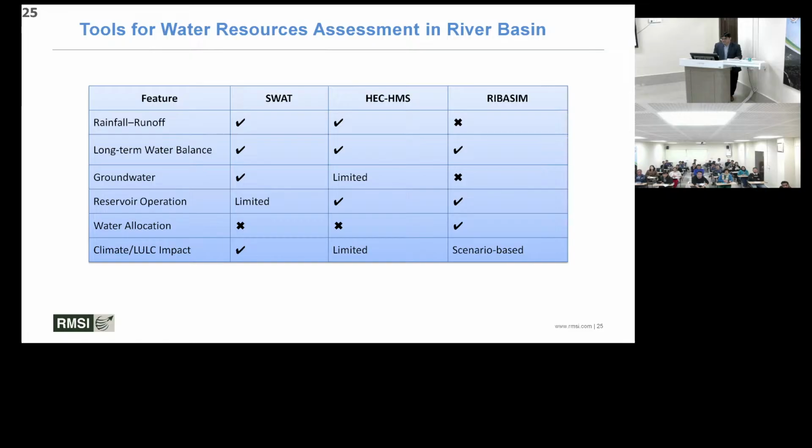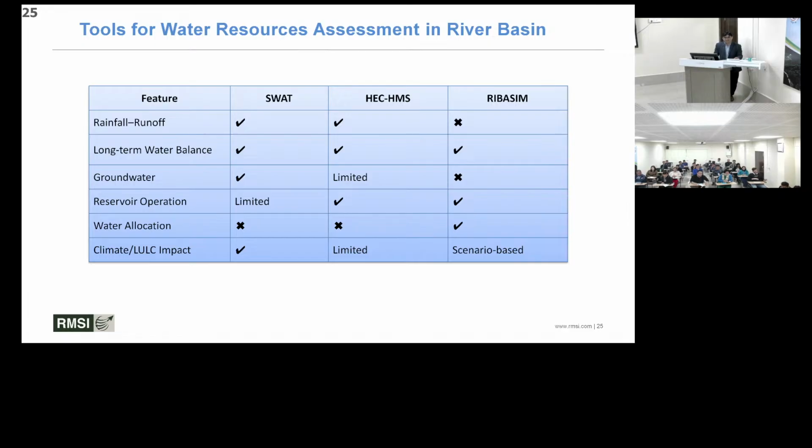Then reservoir operation, the limited SWAT also considers. Then HMS also considers the reservoir operation rules in this system, and Basin also considers this. Then water allocation, Basin is the only tool. There are some other tools, but we are comparing here 3 models. So these are their strengths and weaknesses.